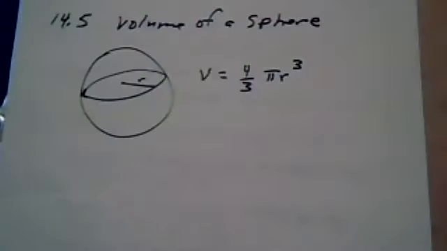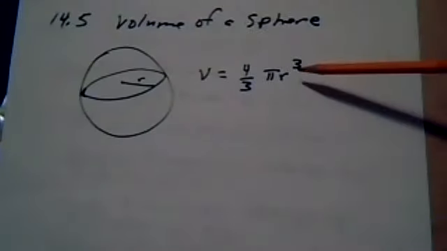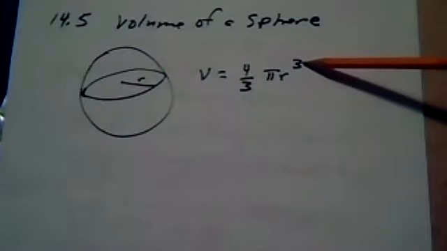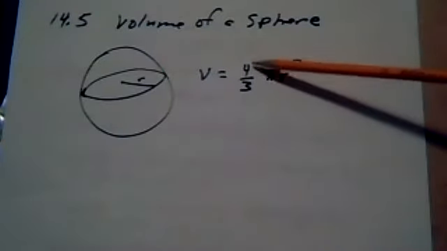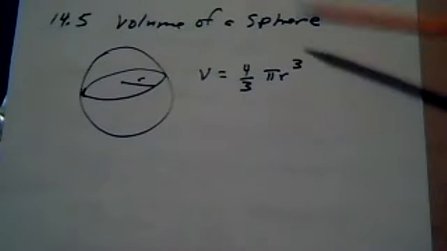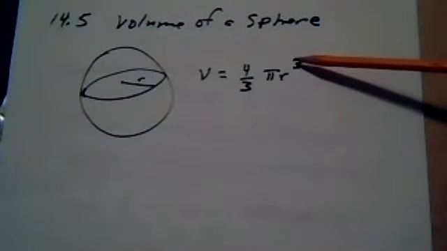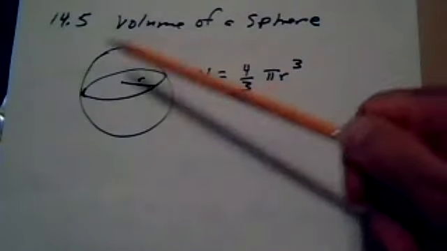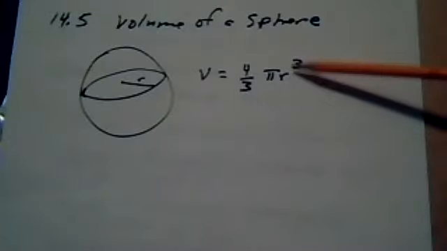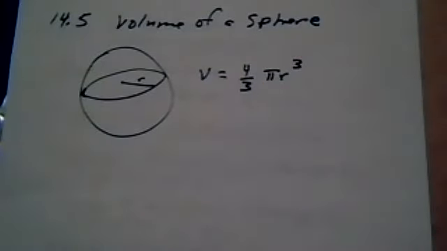The volume of a sphere is very easy. Notice this one has to the 3rd power. The area was just 4 pi r squared, but the volume is 4/3 pi r to the 3rd. If you know the radius of the sphere, just plug it in here, simplify, and you have the volume of the sphere.